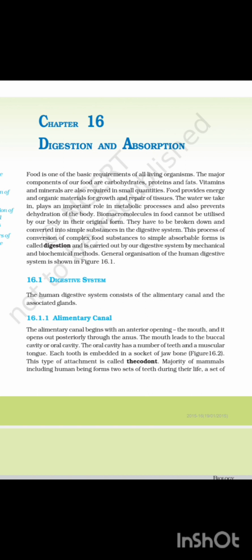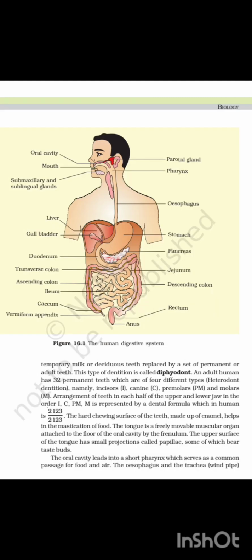The oral cavity has a number of teeth and a muscular tongue. Each tooth is embedded in a socket of jawbone, figure 16.2. This type of attachment is called thecodont. The majority of mammals, including human beings, form two sets of teeth during their life: a set of temporary milk or deciduous teeth replaced by a set of permanent or adult teeth. This type of dentition is called diphyodont.